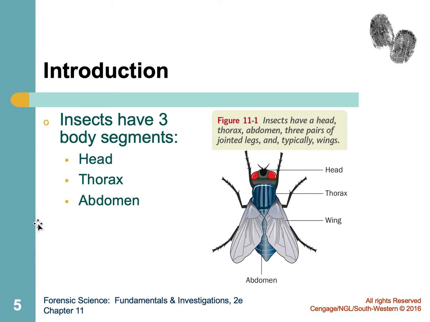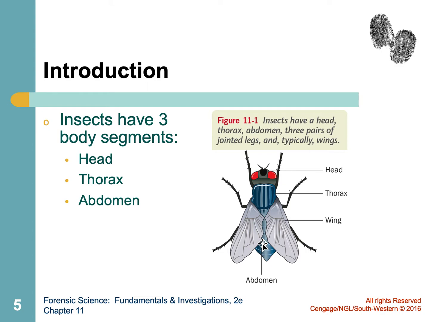So going on, an insect is going to have 3 body segments. It's going to have a head, it's going to have a thorax. Now the thorax is going to have the legs. The legs are going to come out of the thorax, and then an abdomen. Now most of these insects fly. Not every one, but most of them are going to have some sort of way to fly.